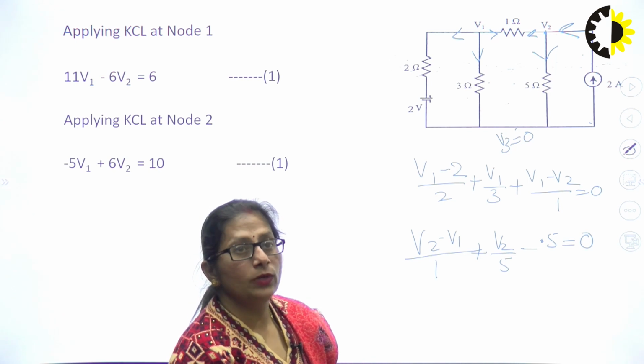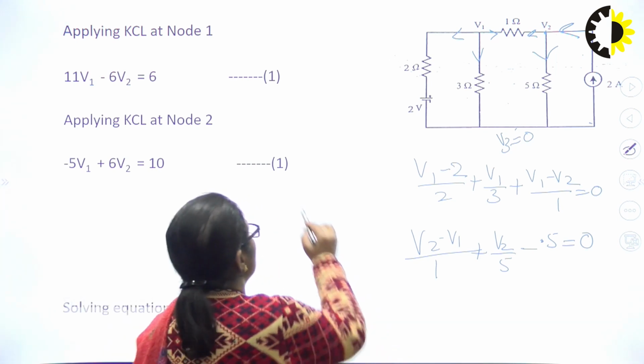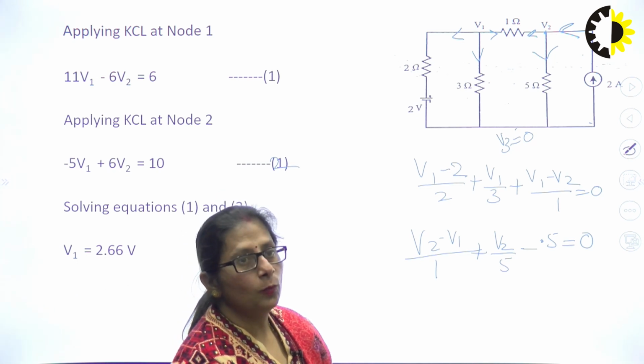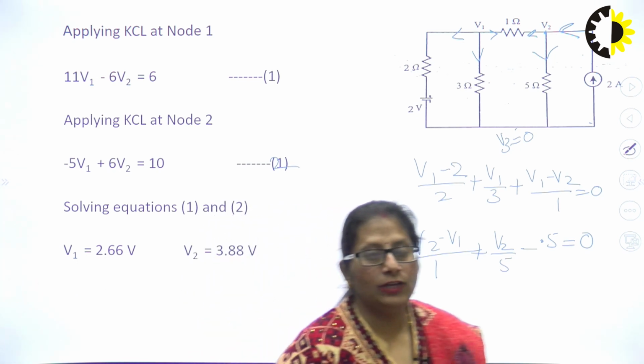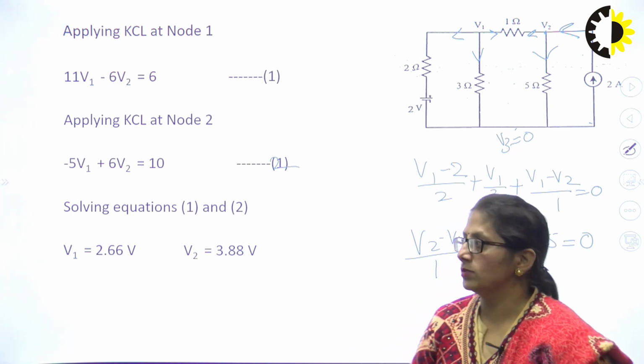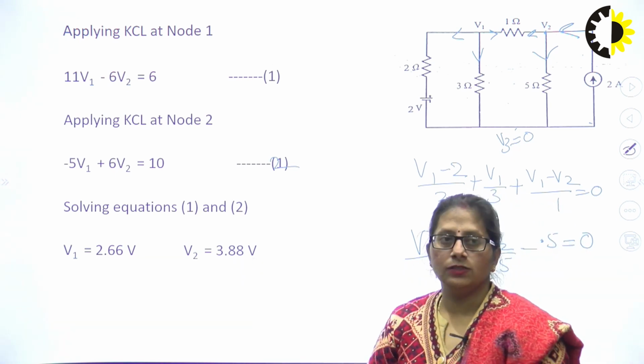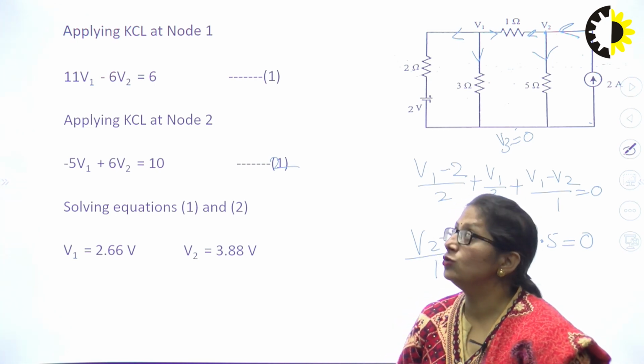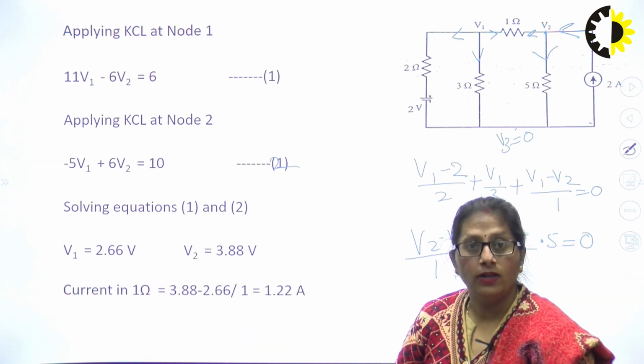Solving the 2 equations, this is equation 1 and equation 2, I will have V1 equal to 2.66 volts and V2 equal to 3.88 volts. V1 is 2.66, V2 is 3.88. What is the question? The question was, I need to know the current in 1 ohm.